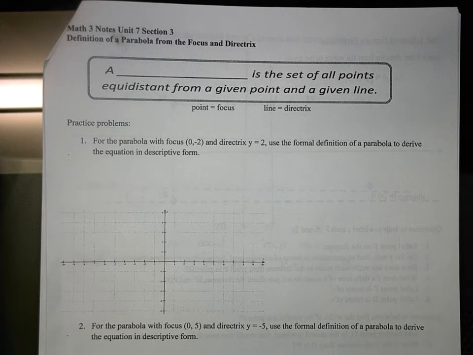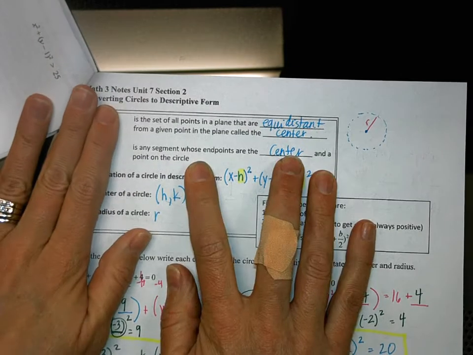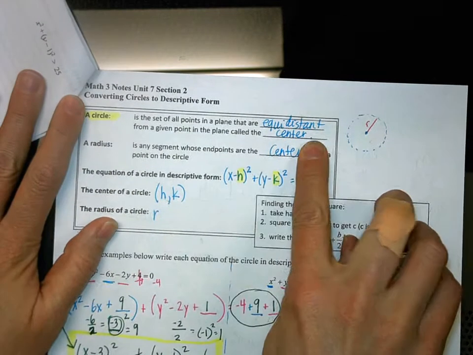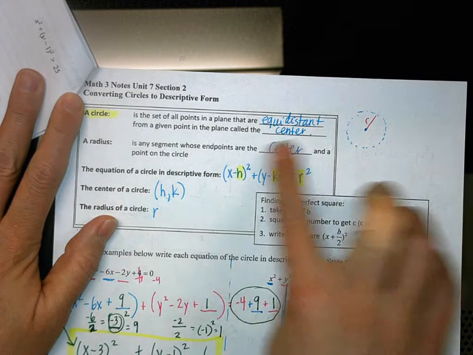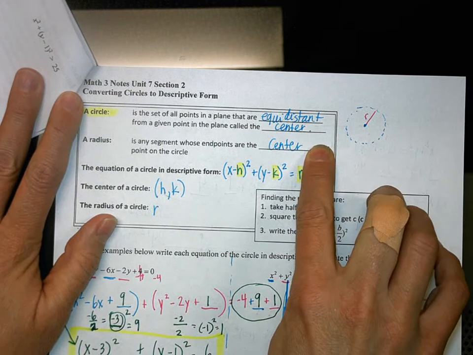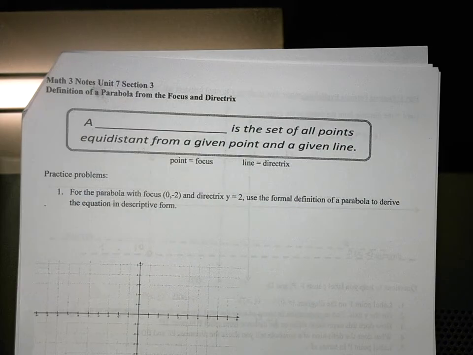Remember how I said we need to know the definition of a circle? Do you guys remember what the definition of a circle is? It doesn't have straight edges, that is correct. But specifically, if you go back into your notes, a circle is a set of all points in a plane that are equidistant from a given point in the plane called the center. Do you guys remember that? Yes. Okay. The other definition you need to know is a parabola.